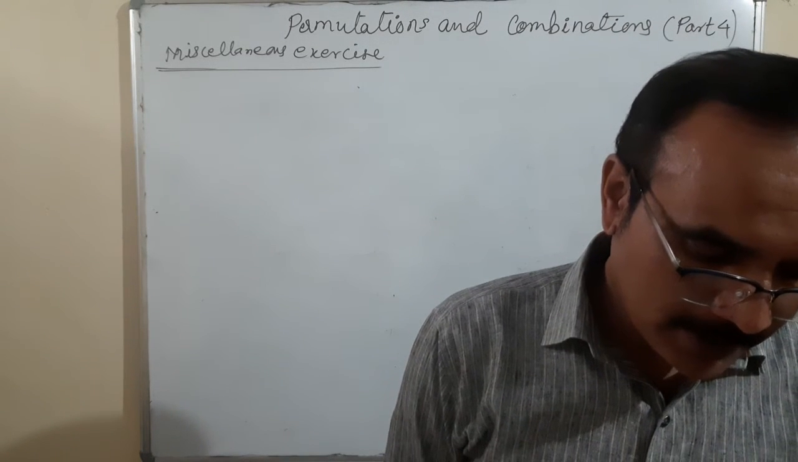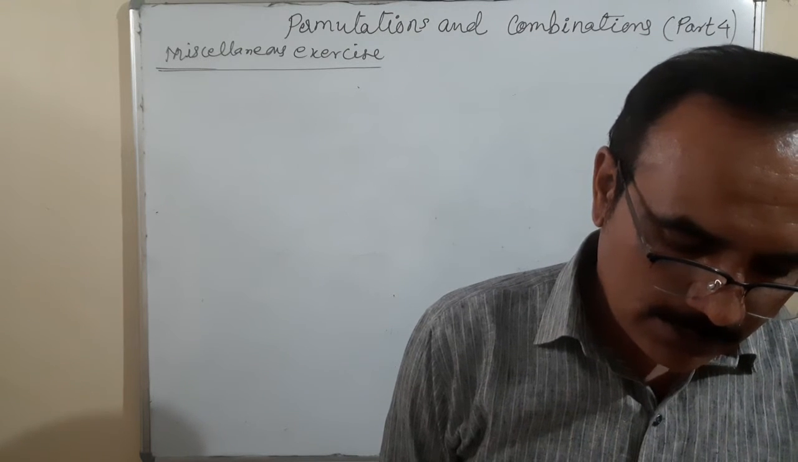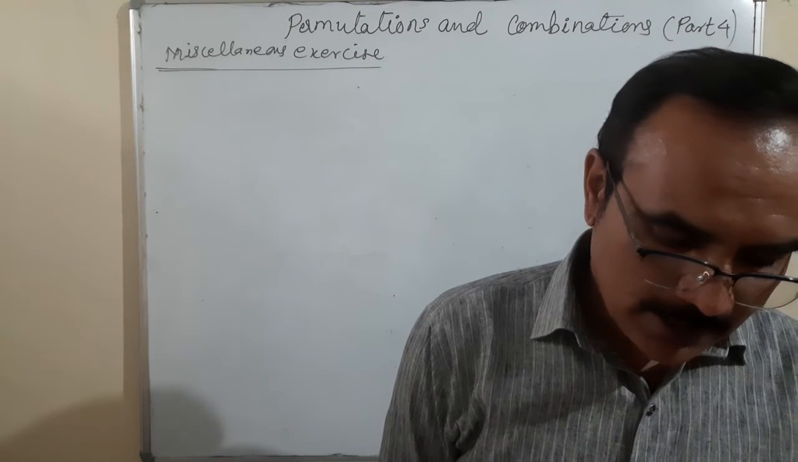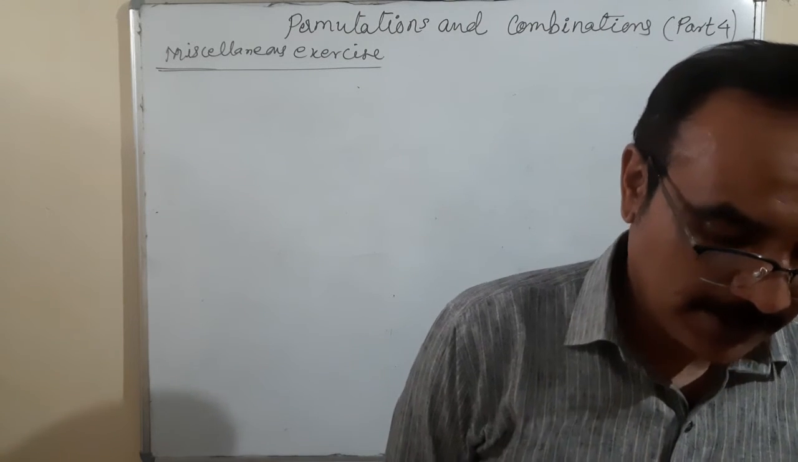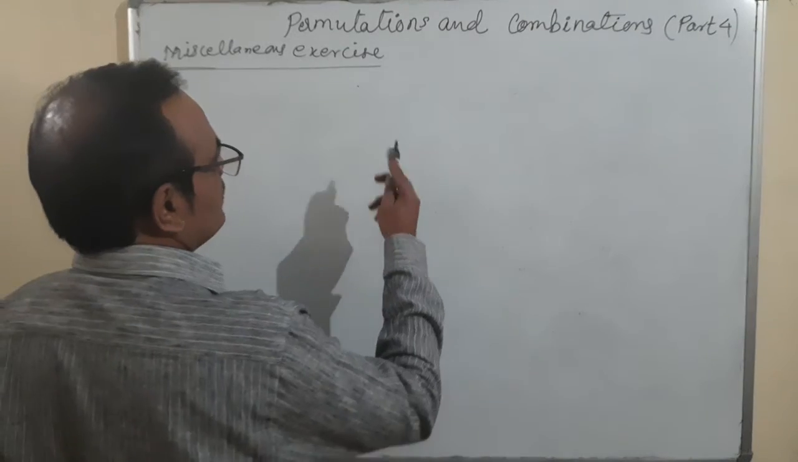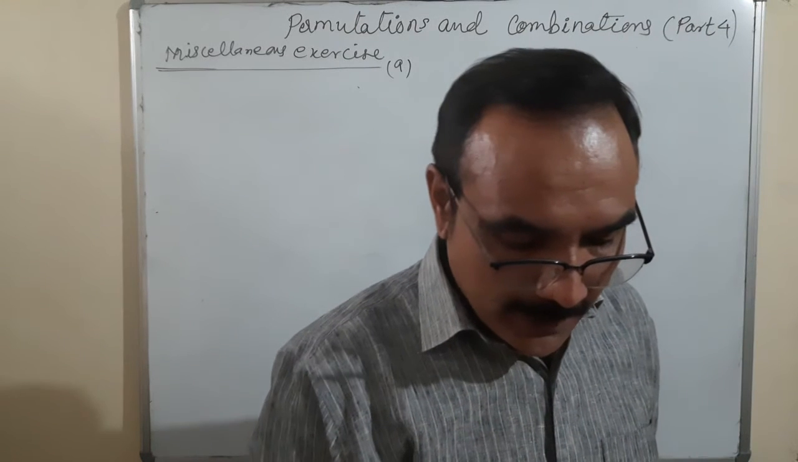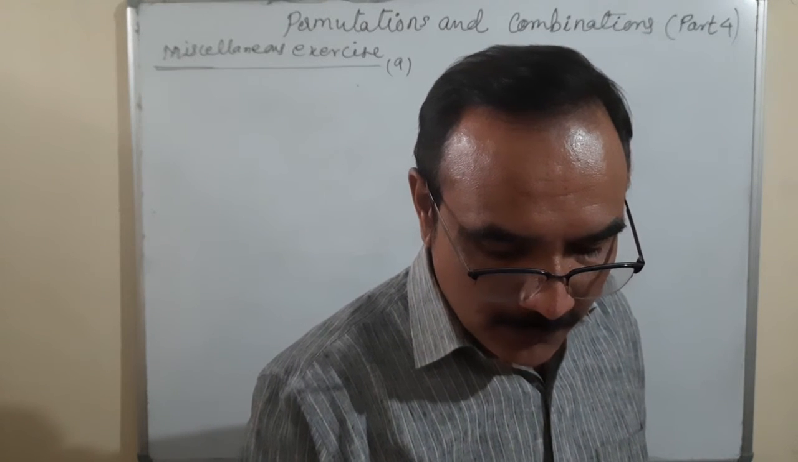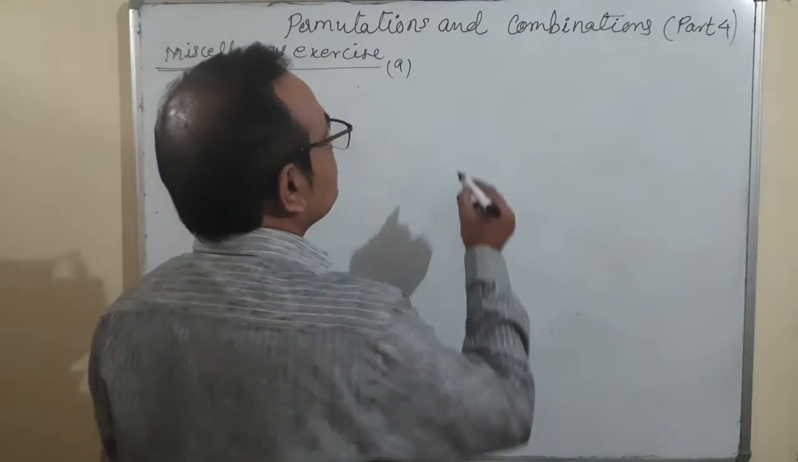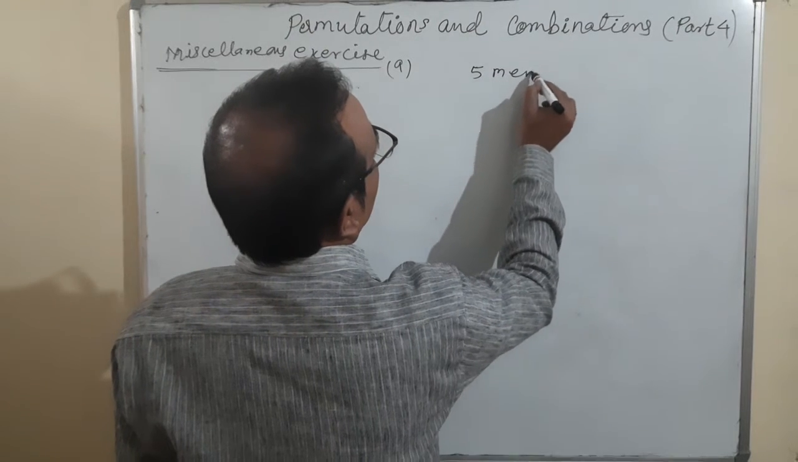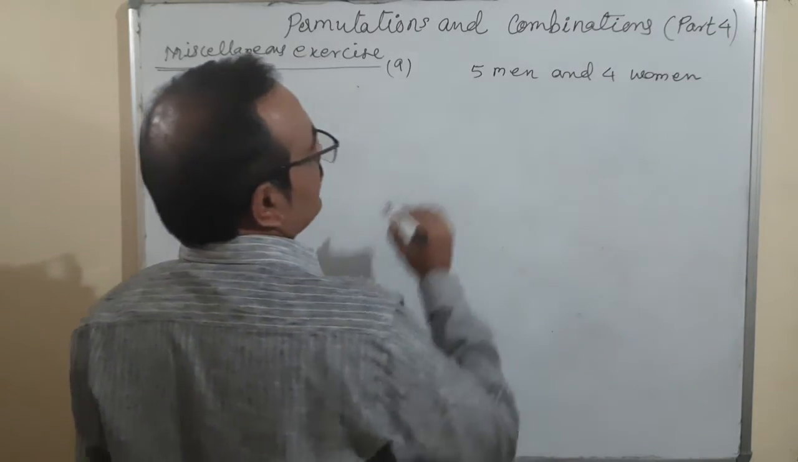Next, question number 9 I am taking. It is required to seat 5 men and 4 women in a row so that the women occupy the even places. How many such arrangements are possible? Ninth question. It's an interesting question. It is required to seat 5 men and 4 women in a row. 5 men and 4 women in a row.